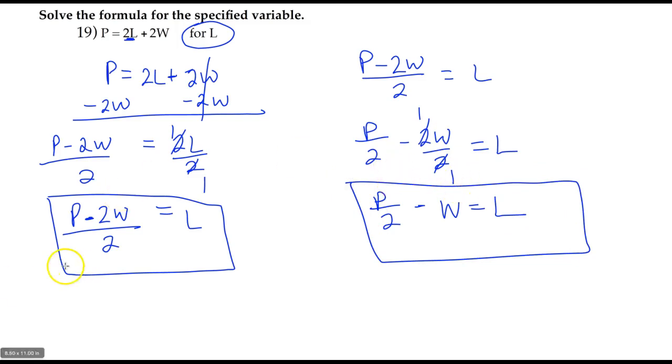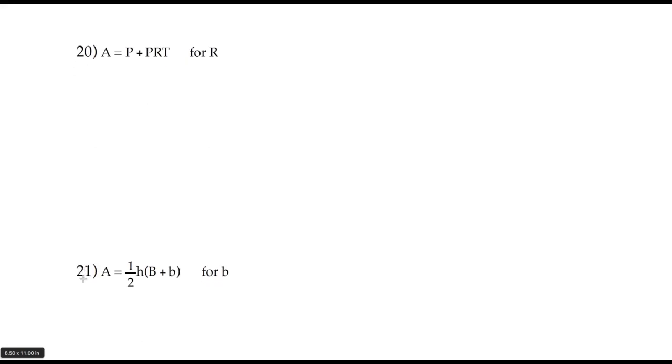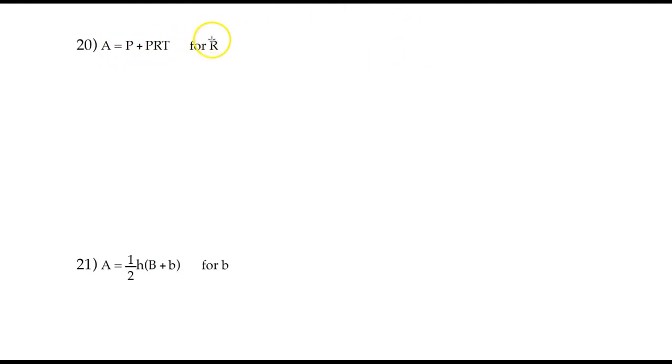All right, so let's move on to number 20. So number 20, this is the equation for accumulated amount for simple interest. And what we're trying to find out is R, or what your annual percentage rate would be, if you were investing some money over time and you were getting paid simple interest for it.